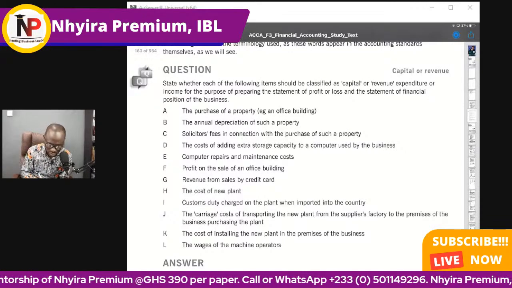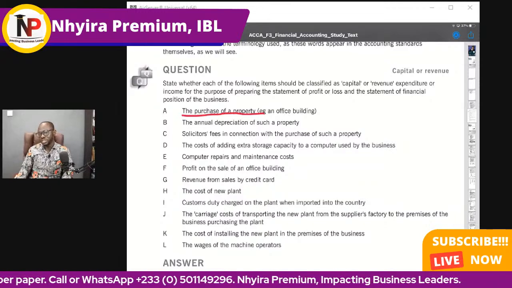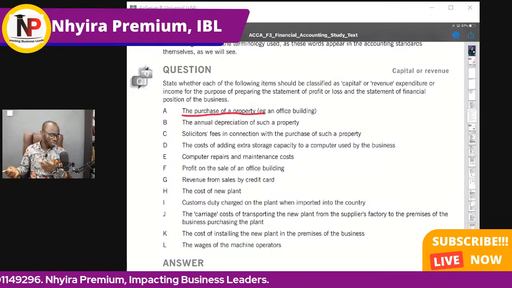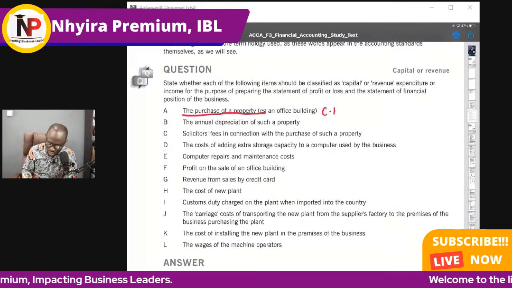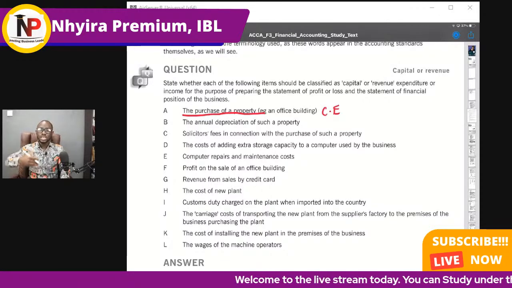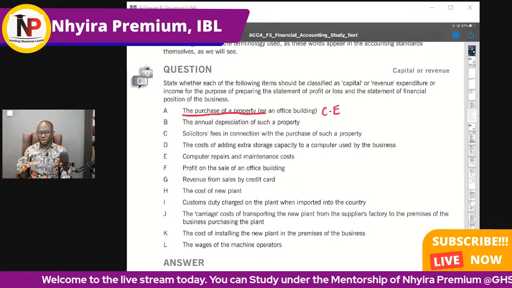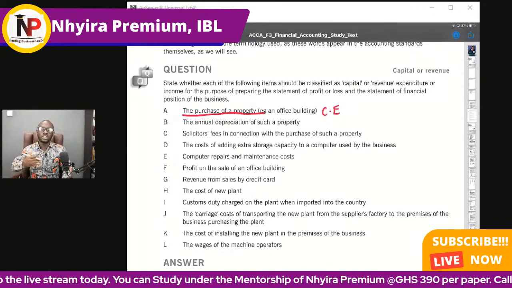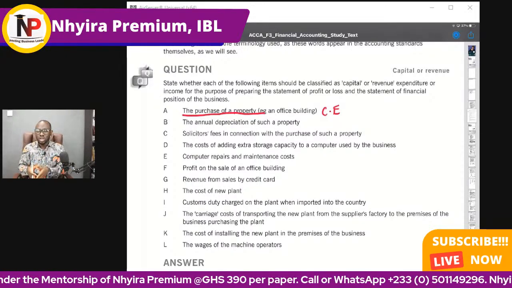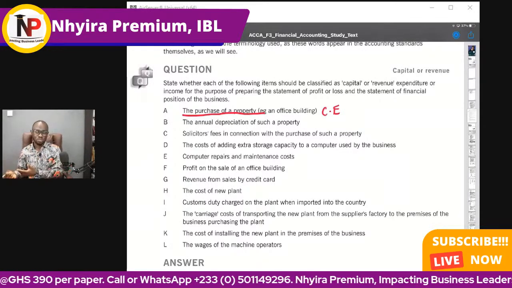Question 1. The purchase of a property, for example, an office building. Is that a capital expenditure or a revenue expenditure? Of course, that is a capital expenditure, because when we are buying an office building, the consumption of it will exceed one accounting year. In other words, that building will be used for more than a year. For that reason, we recognize it as an asset in the financial statement of the company as a capital expenditure.